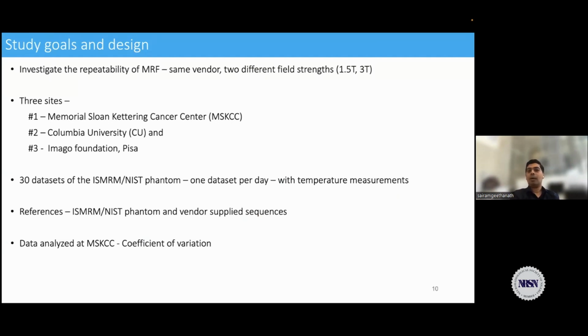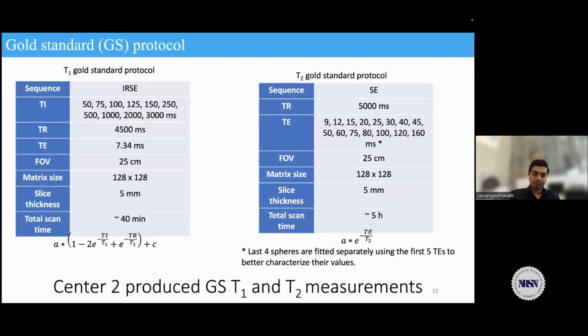So we acquired 30 data sets of what is now known as the ISMRM NIST phantom, which I'll show you quickly, and then with temperature measurements. And then we looked at vendor supplied sequences as well as the NIST phantom values. We were mostly looking at the coefficient of variation to understand variability between centers.